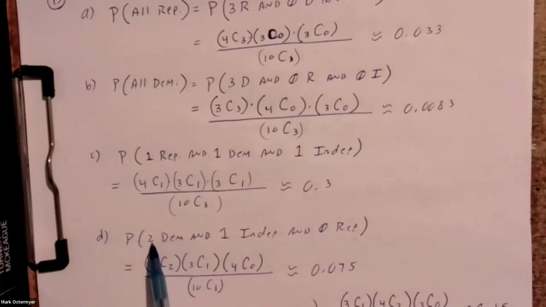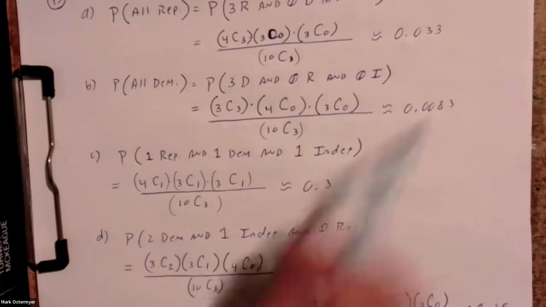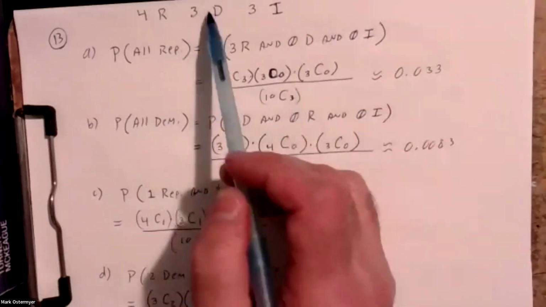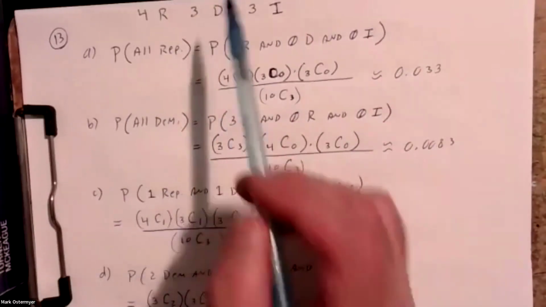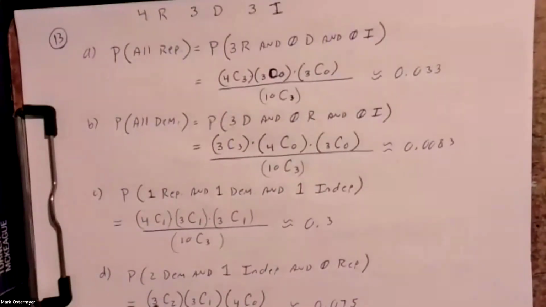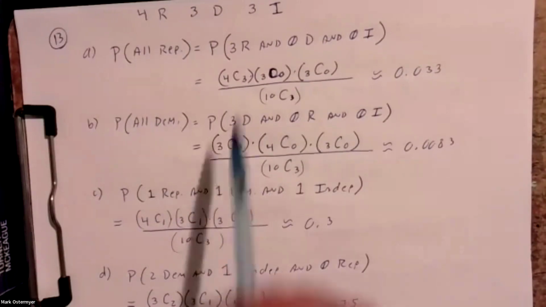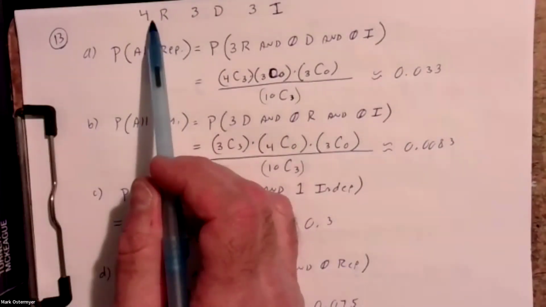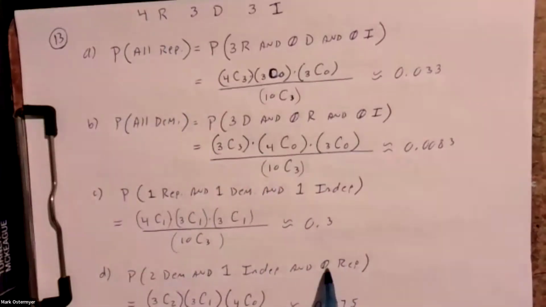D, what's the probability of selecting 2 Democrats and 1 independent and 0 Republicans? How many ways can I select 2 Democrats from 3 available if order doesn't matter? That'll be 3 in combination with 2 ways. And how many ways can I select 1 independent from 3 independents if order doesn't matter? 3 in combination with 1 way. And how many ways can I select 0 Republicans from 4 available? Order doesn't matter. 4 in combination with 0 ways.